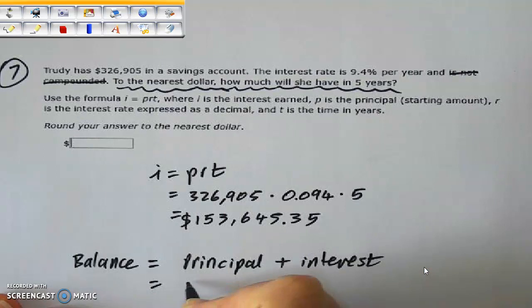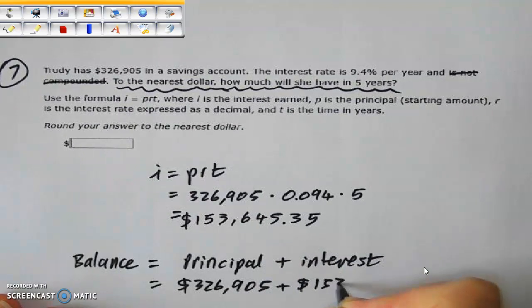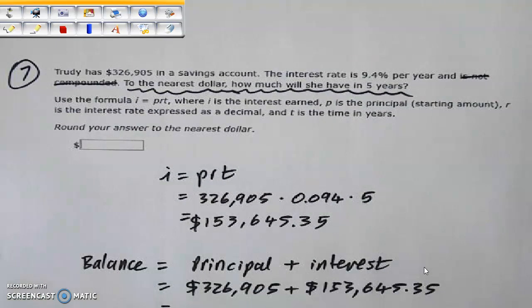So the principal was 326,905 plus the interest, which was 153,645 and 35 cents. Add those together. Okay, I'm going to be cut off here by the video now because I've gone for 15 minutes. But you guys know from here, you're just adding those two amounts together and that's going to be your answer. Remember to round to the nearest dollar because they're asking you to do that.